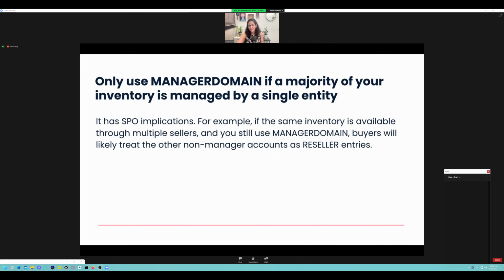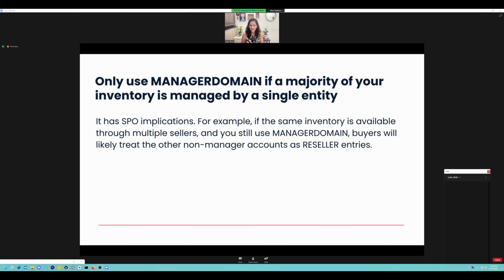Manage your domain, as I said, only use it if the majority of your inventory is managed by a single entity. And I think this is where I want to explain why that's important, because it has SPO implications. So for example, if the same inventory is available through multiple sellers, you can think about the buy side and the DSP that is getting the ad call.